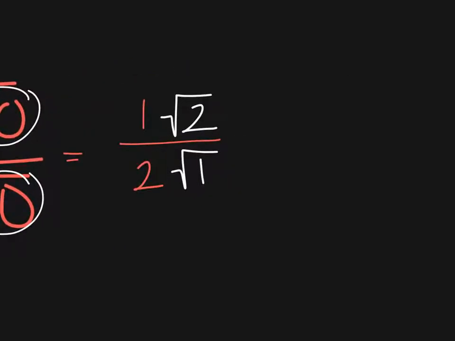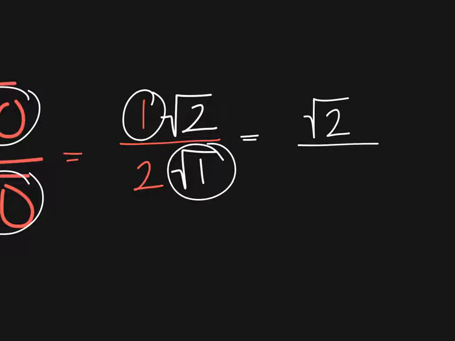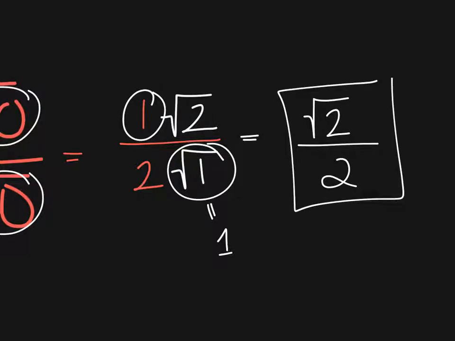Now again, I don't need the 1 actually there. Actually, I don't even need it there. So erase, please. Okay, so the 1 doesn't need to be there. But what I can have is just the square root of 2, and that's going to be over, well, the square root of 1 is just equal to 1. So it's going to be 2 times 1, and 2 times 1 is going to be 2. And this is your final answer.